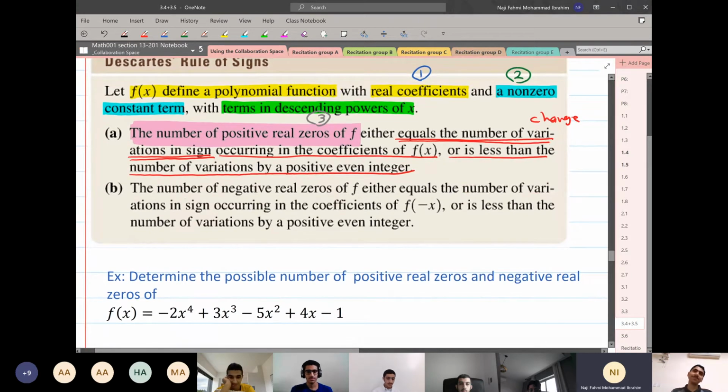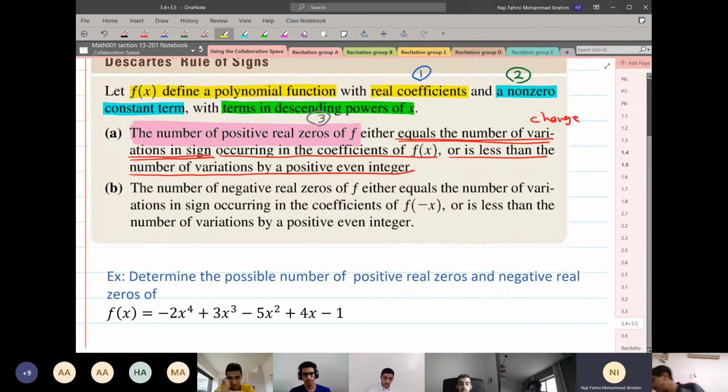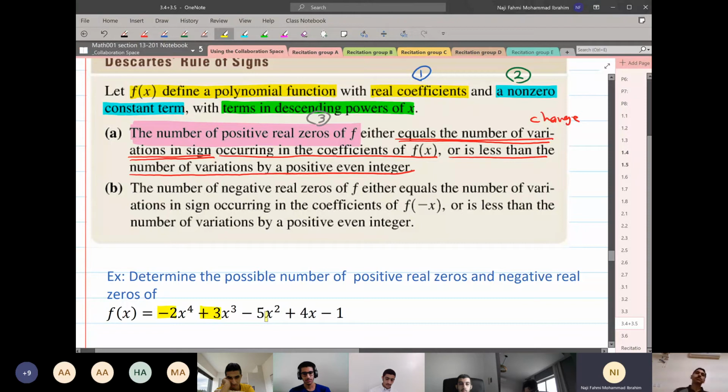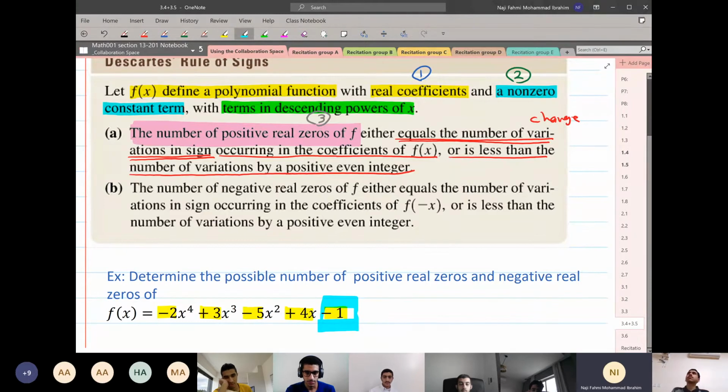First of all, is this a polynomial? Yes. The function that is written, is it a polynomial? Yes. Let's look at the coefficients. Are these coefficients real? Yes. Our constant term, which is this one, is it 0 or non-zero? Non-zero. It should not be a 0. If it's 0, we cannot use this theorem.